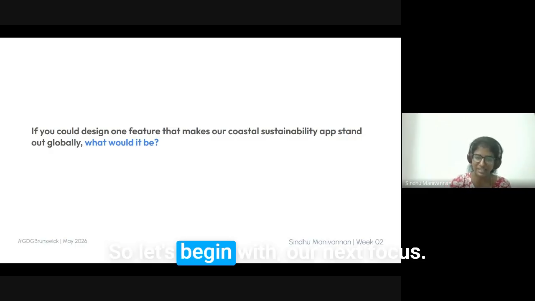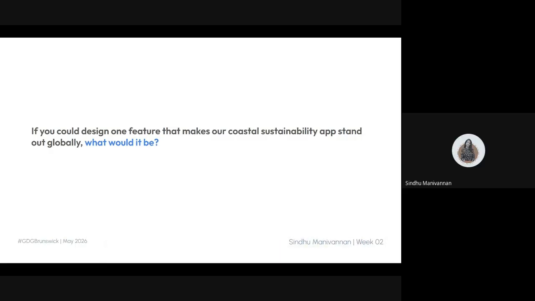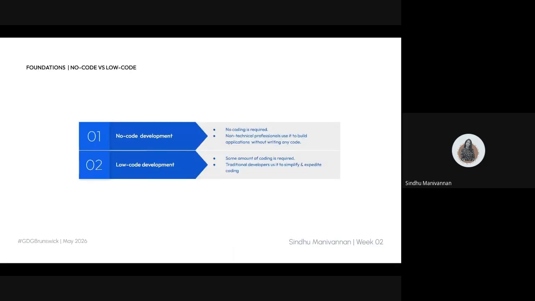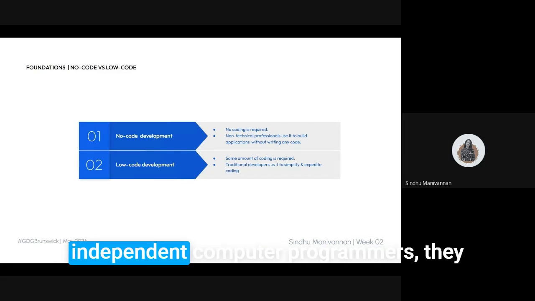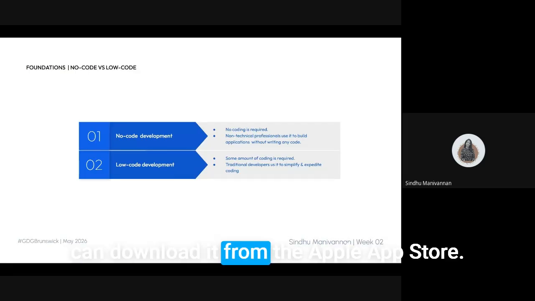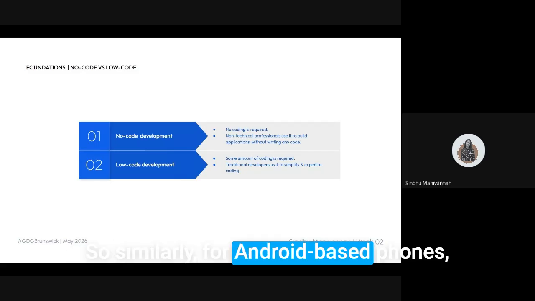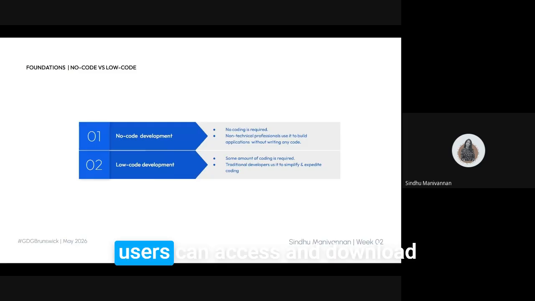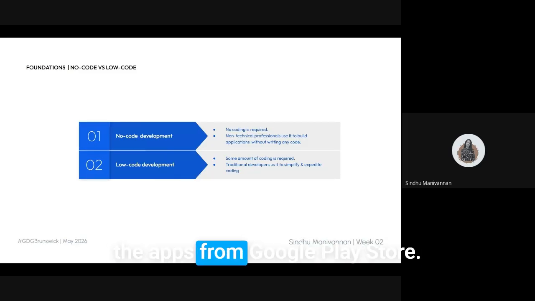Let's begin our next focus. First of all, we need to understand the history behind apps. In 2007, Apple launched the iPhone so that independent computer programmers could create powerful apps that users can download from Apple's App Store. Similarly, for Android-based phones, users can access and download apps from the Google Play Store.